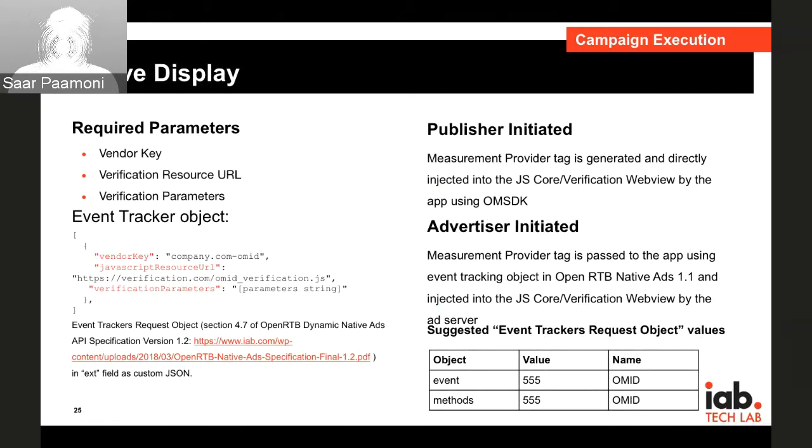Below, you can see a JSON representation that could be used in event trackers on OpenRTB responses. These IDs would need an event and a method ID on the same object. We recommend ID 555. And if you're supporting an older version of the spec, 1.1, then you may still use the JS tracker, but that's really deprecated in later versions, so it's preferable to use the event trackers object, and the JSON will be placed in the extension associated with it. Next slide, please.